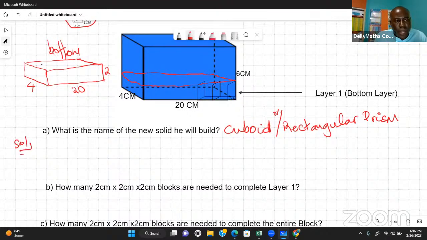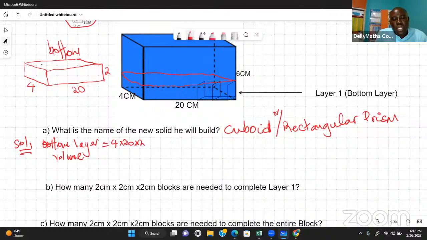So I'm going to call this solution 1. In solution 1, I want to find the volume for the bottom, just the bottom layer, just helping out in terms of understanding what's going on. The bottom layer volume is actually 4 by 20 by 2. So if you multiply all these numbers, you're going to get 160.